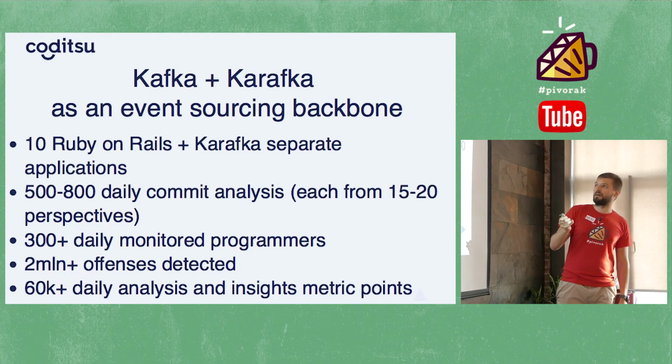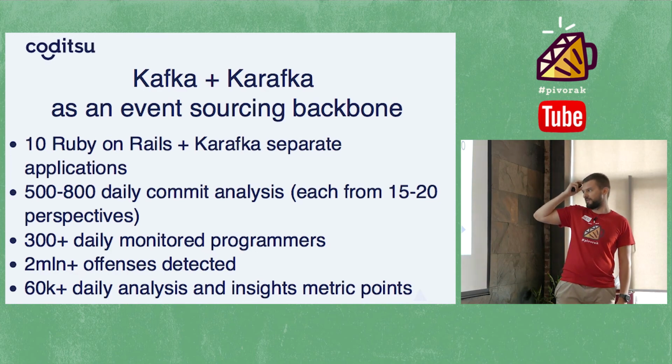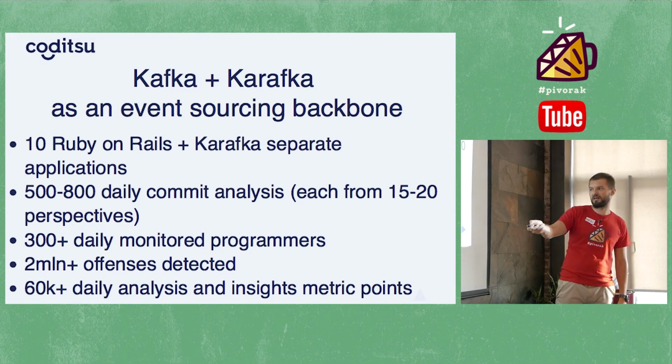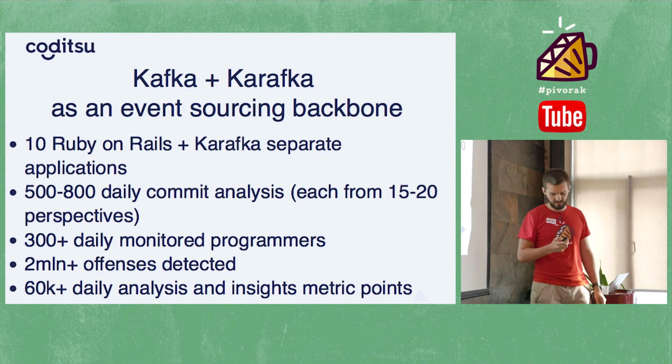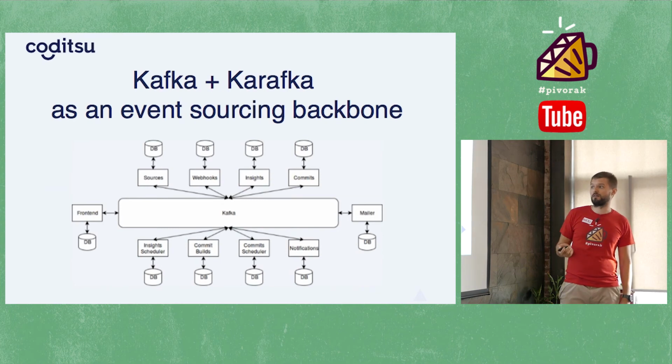Kafka acts as a backbone. 10 Ruby applications, 10 Rails applications, a few separate Karafka applications. We analyze 500 up to 800, even more now, commits. We detected 2 million offenses. To give you an insight, we add 60K of new daily insight and statistic metric points each day to the database. And it all comes down to something like that.